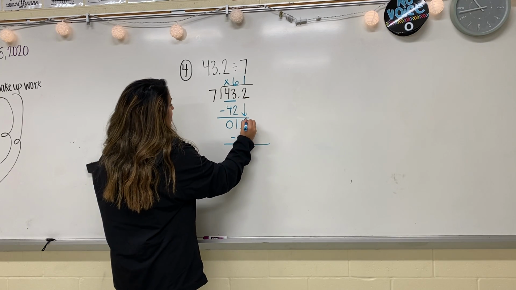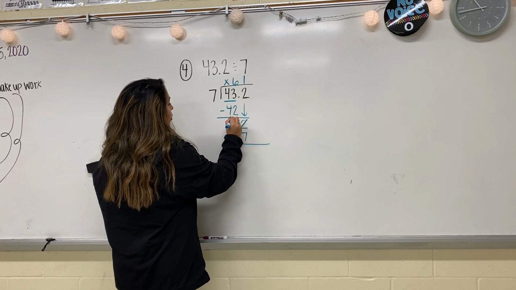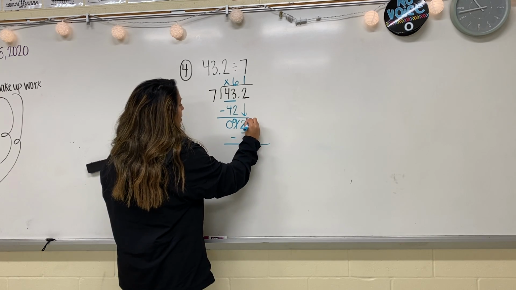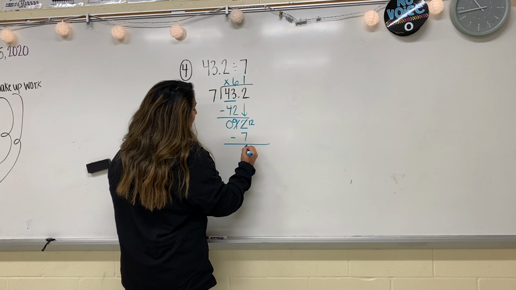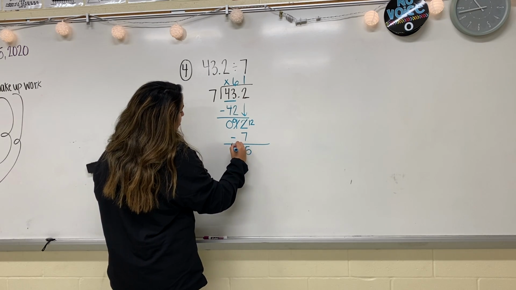Well, I can't do 2 minus 7, so I'm going to borrow. That 1 becomes a 0. This 2 becomes a 12. 12 minus 7 is 5. And then 0, 0.